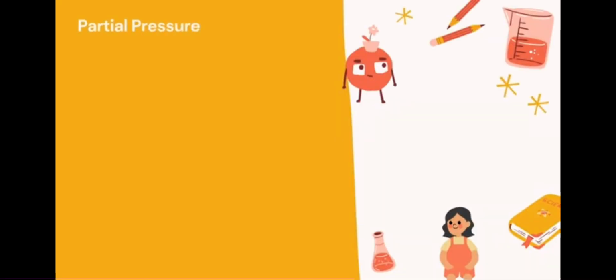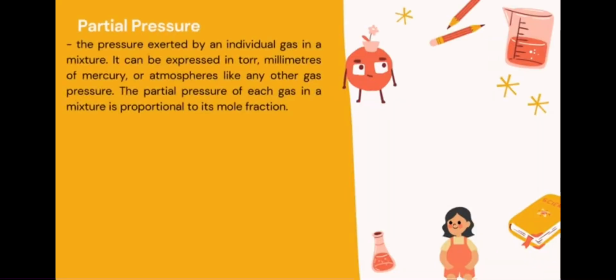So, what is partial pressure? It's the pressure exerted by an individual gas in a mixture. It can be expressed in torr, millimeters of mercury, or atmospheres like any other gas pressure. The partial pressure of each gas in a mixture is proportional to its mole fraction.